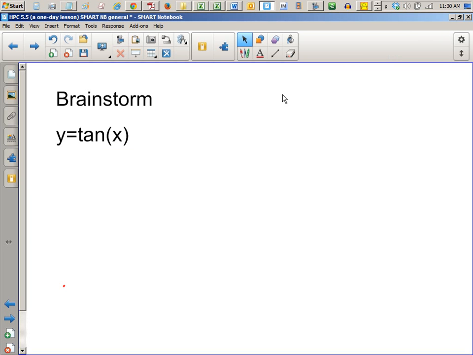So what do you know about tangent? We were playing around with our calculators, right? Anything you remember from that activity, too? Y equals tan x plus 180 is equal to y is equal to... Oh, yeah, we did have a rule.